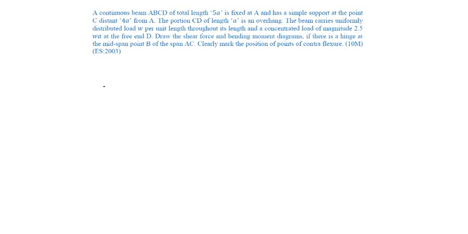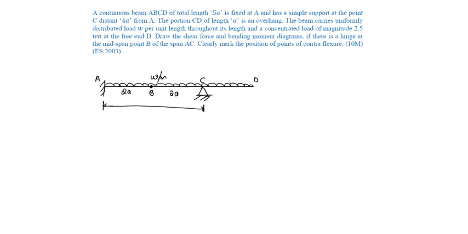Given a continuous beam ABCD, let us mark the points: fixed at A, internal hinge at B, hinged at C, and D is a free end. It has a UDL all over the span of intensity W per meter run. This is 2A and this is 2A, and this distance is 4A, and the free overhang is A.